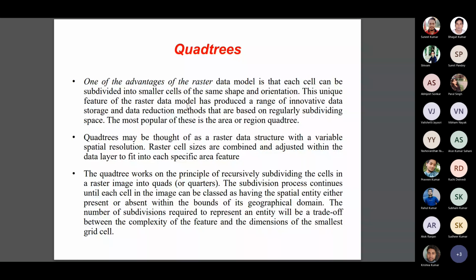The quad tree works on the principle of recursively subdividing the cells in a raster image into quads or quarters. The subdivision process continues until each cell in the image can be classed as having the spatial entity either present or absent within the bounds of its geographical domain. The number of subdivisions required to represent an entity will be a trade-off between the complexity of the feature and the dimensions of the smallest grid cell. So let's see how this quad tree works.